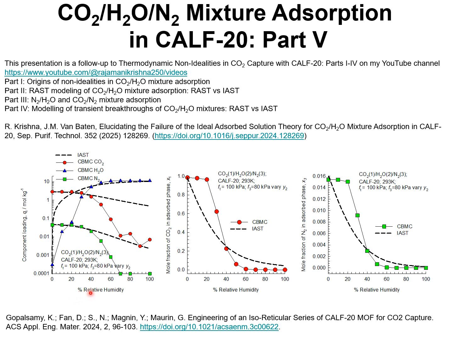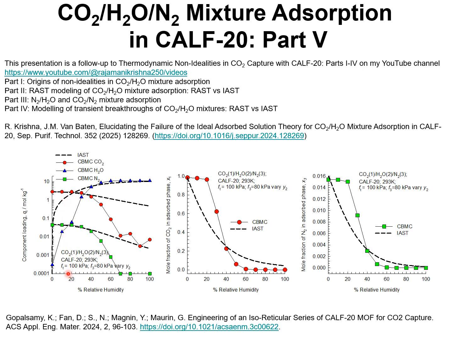The component loadings plotted as a function of percentage relative humidity are from figure 5A of Gopalswamy. I compare the molecular simulation data with the predictions of the IAST using unary isotherm fits. Again, we see the prevalence of two different scenarios at low percentage relative humidities. The IAST predictions for both CO2 and nitrogen are in excellent agreement with the CBMC simulation data. On the other hand, the water loadings are significantly lower than the IAST predictions.